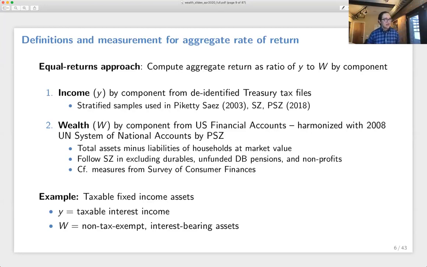Total assets minus liabilities of households at market value, excluding durable goods. We are no longer excluding unfunded defined benefit pensions. We're going to be including that as our estimate of wealth, but excluding nonprofit wealth. This aggregate is going to be different than, say, the aggregate that shows up from the Survey of Consumer Finances. I talked in the answer to the earlier question about the aggregate for private business, but other components could be different as well.